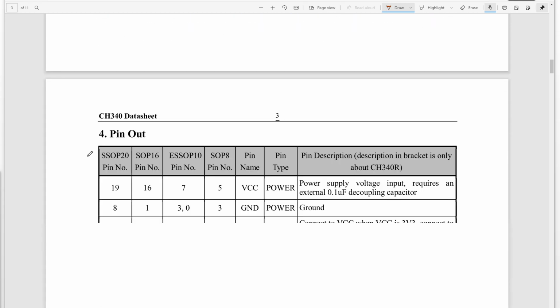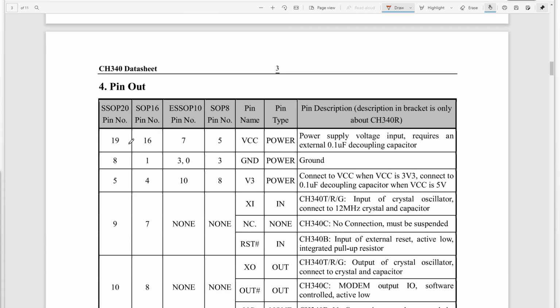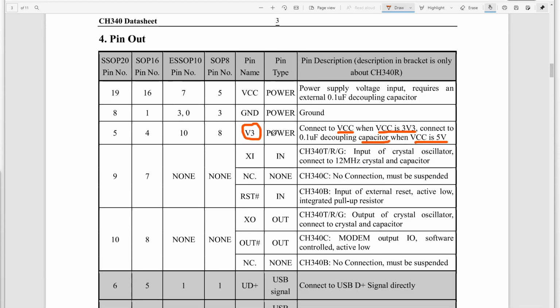Okay, so here is the pin description. The pin function for each package, okay? What we need to notice is this pin. So if the VCC is 3.3, we need to connect this pin to VCC. If the VCC is 5 volt, we need to connect one capacitor to the ground, okay? So we need to pay attention to this pin, okay?